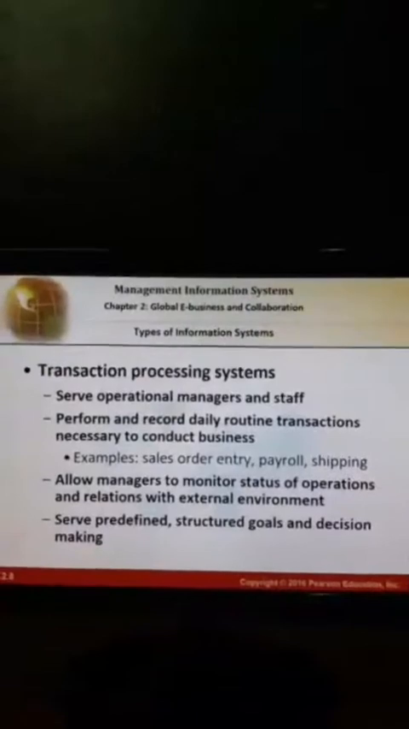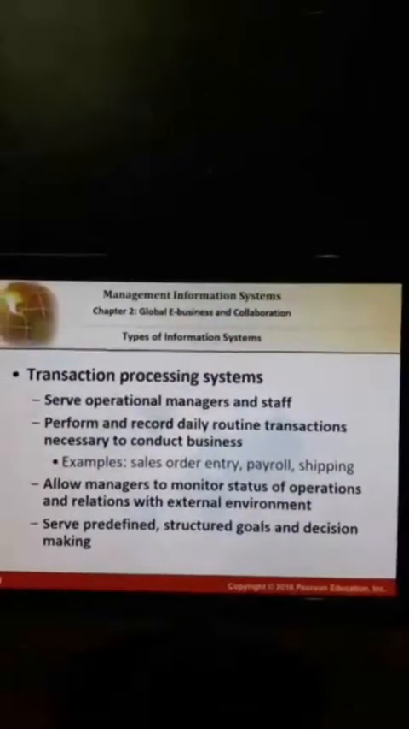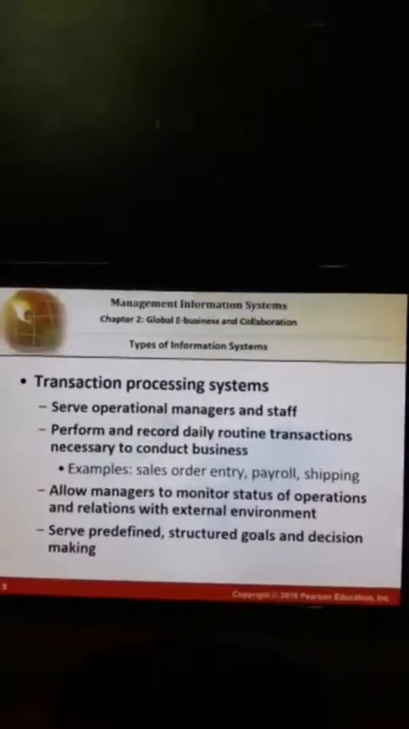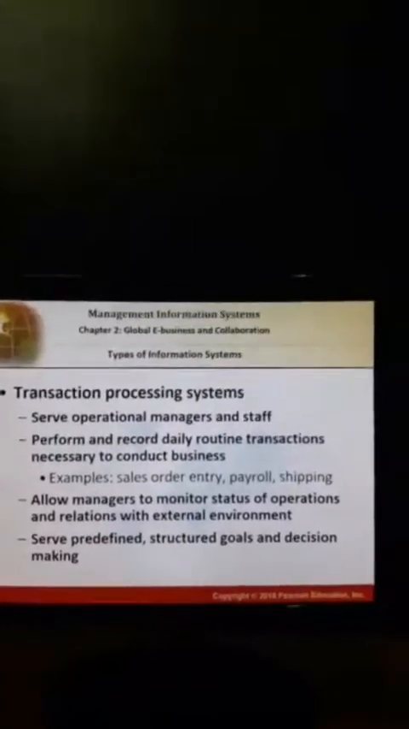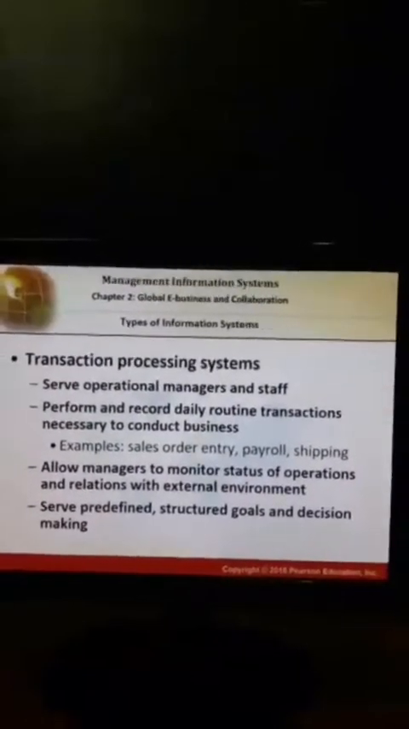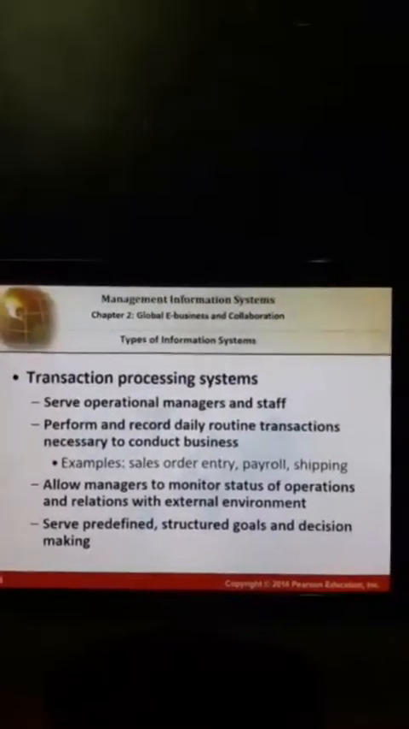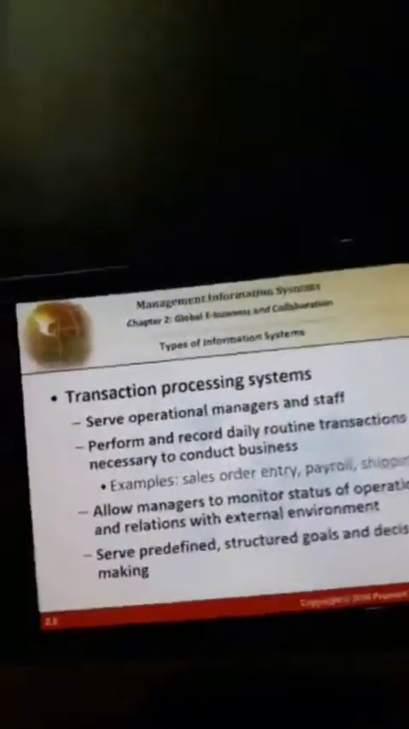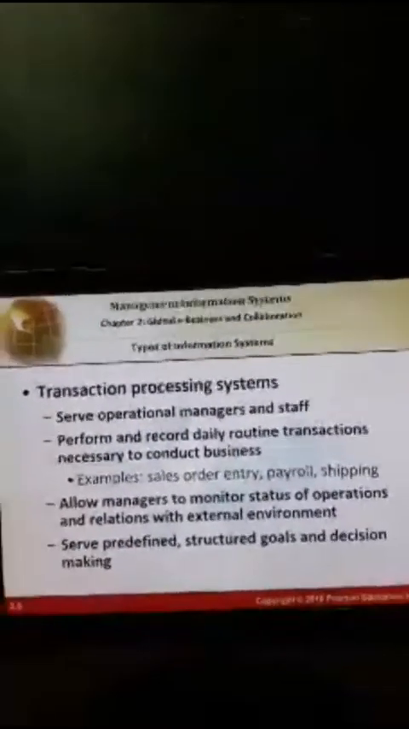Right now I'm talking about TPS, transaction processing systems. It is served by lower level managers or operational level managers, and these TPS managers don't have any decision making powers. Think about your organizations: sales executives, marketing executives, HR executives. They are the lower level managers. They don't have any decision making power. What they are doing, as the point says, is recording daily routine.